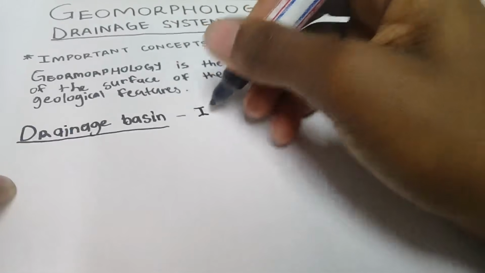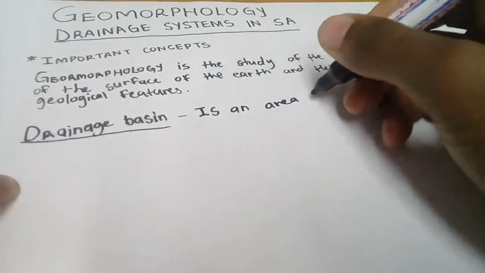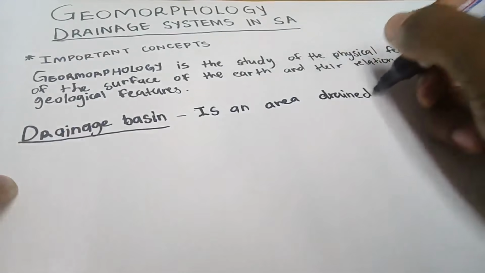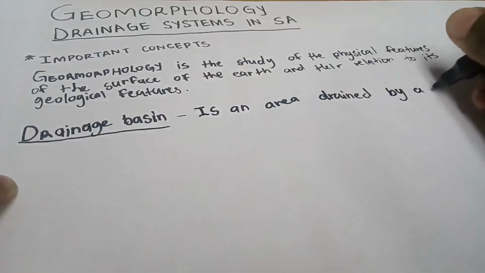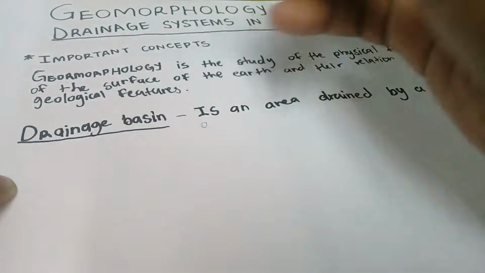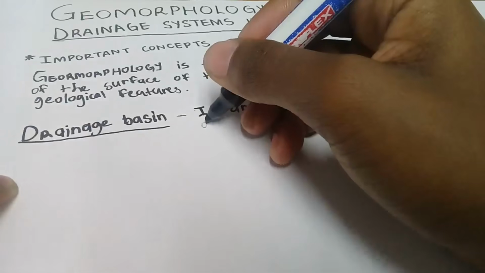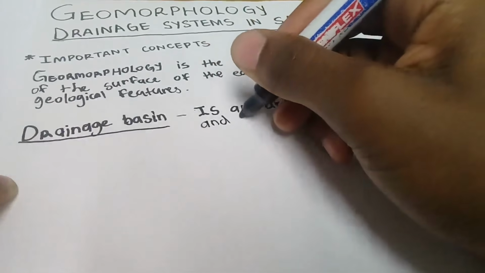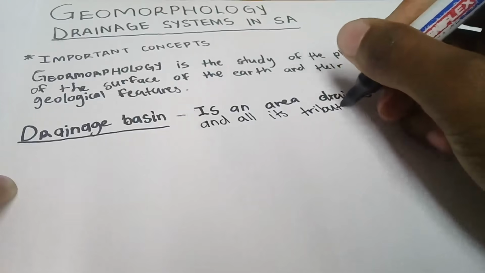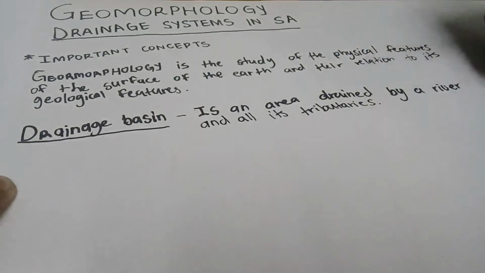A drainage basin is an area drained by a river and all its tributaries. That is a drainage basin.